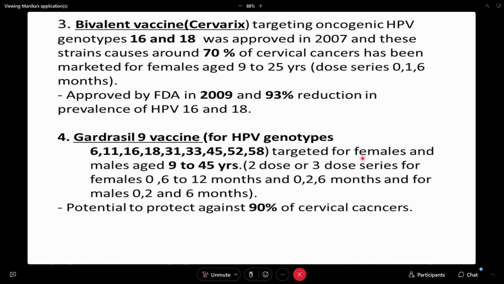Coming to the bivalent vaccine, which targets the HPV strains 16 and 18, and that was approved in 2007. These strains cause around 70% of cervical cancers. Approved by the FDA in 2009, there is a 93% reduction in prevalence of HPV for the strains 16 and 18. Then coming to the Gardasil 9 vaccine, which targets both males and females aged 9 to 45 years, and it has the potential to protect against 90% of cervical cancers.